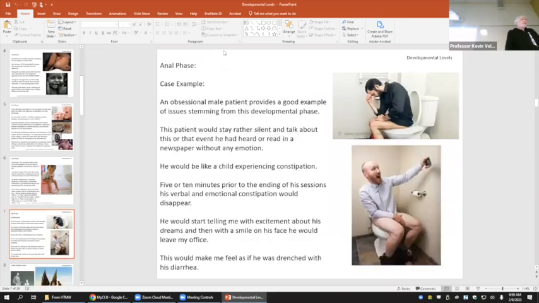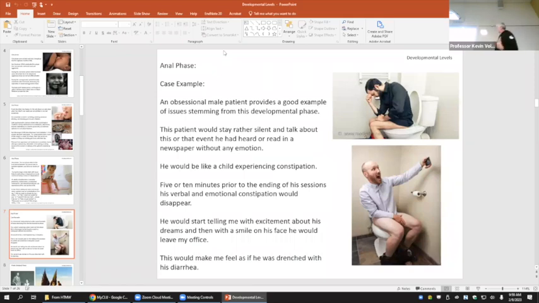Okay, case example: an obsessional male patient provides a good example of issues stemming from this developmental stage. This patient would stay rather silent and talk about this or that, or some event he'd read in the newspaper, without any emotion. The impression he gave was that he was like a child experiencing constipation, right? Five or ten minutes prior to ending the session, he would suddenly become very verbal and emotional, and this sort of emotional constipation would disappear. He'd start telling me with excitement all about his dreams, with a smile on his face as he left my office.